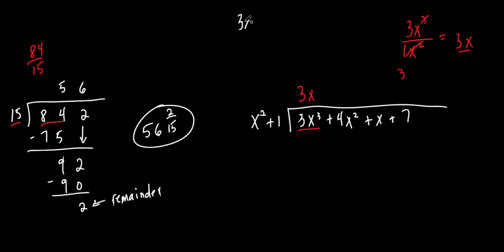You're going 3x times x squared plus 1. Right? I'm going this times this, and then I'm going to subtract it from this. Just like I went 5 times 15, right? I got 75, and I subtracted it. So I'm going 3x times x squared plus 1, and I'm going to subtract it. But I got to figure out what that is. What is this? 3x times x squared is 3x cubed, plus 3x times 1, which is plus 3x.